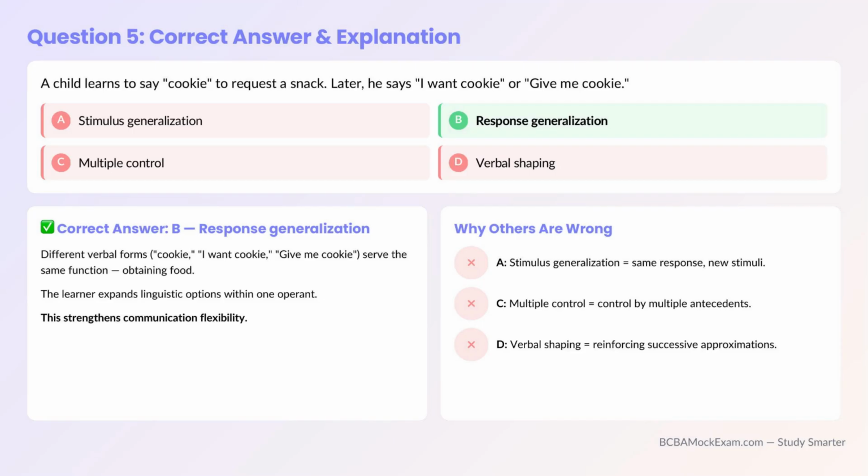Different verbal forms, "cookie," "I want cookie," "give me cookie," serve the same purpose, getting food. The learner has built new ways to achieve the same communicative goal. That's what real-world communication looks like. Stimulus generalization would be using "cookie" with different people, not creating new phrases. Keep it simple. Different ways, same goal equals response generalization.